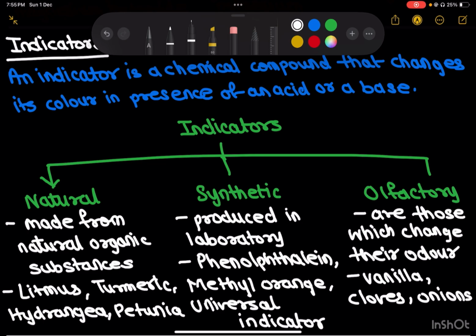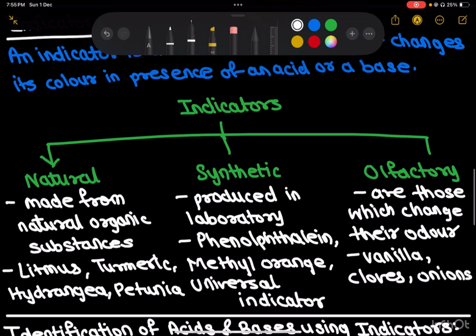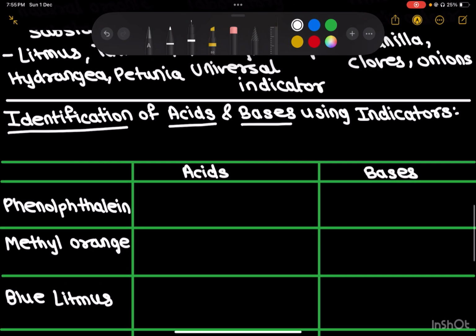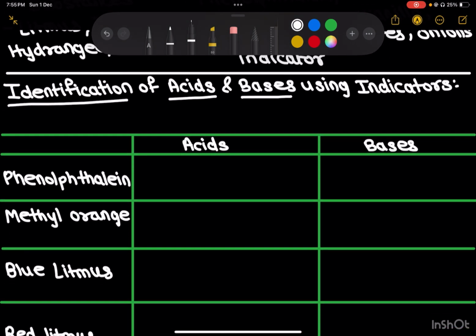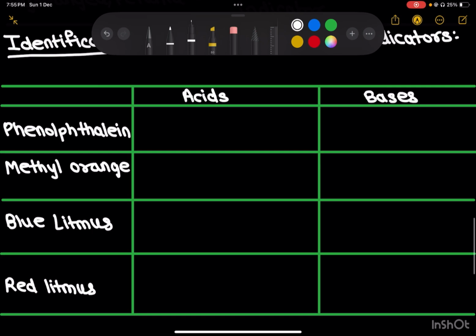Okay, so these are the three types of indicators: natural, synthetic, and olfactory. Now we'll move on to the last part, which is identification of acids and bases using indicators. We'll see how the color change occurs for four important indicators in acids as well as bases.